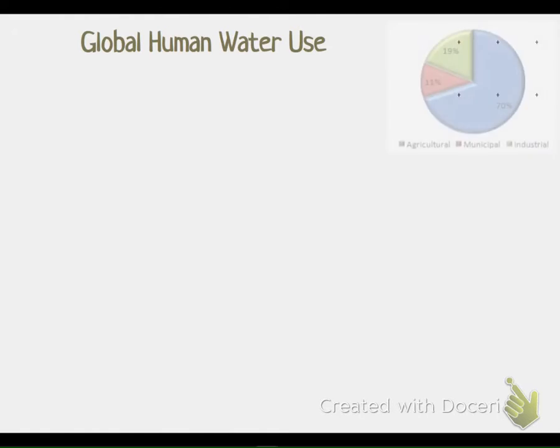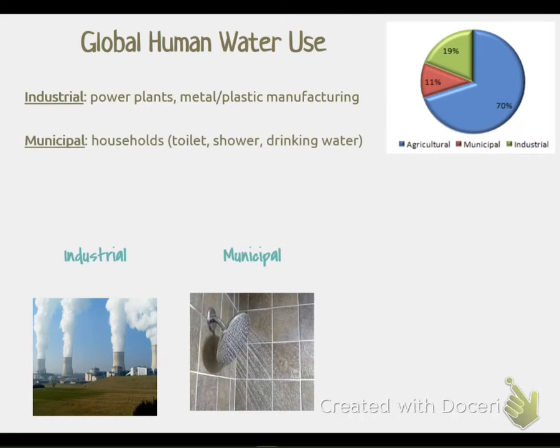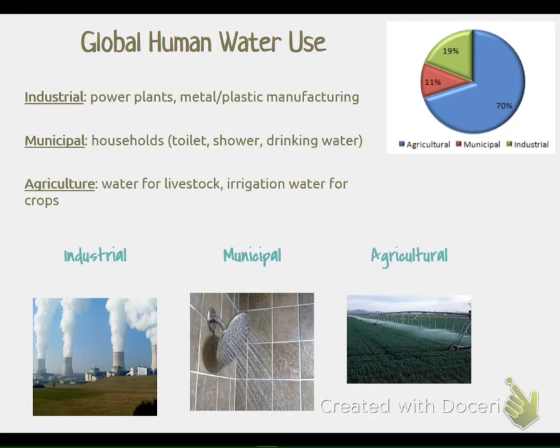How do we use water globally? If you look, one way is by industries such as power plants; electric plants are a big one, and you can see the nuclear power plants there. Another place is us, we the people, where we drink the water, we shower, and we flush the toilet. Agriculture, where we have the water for livestock, irrigation, and so forth.